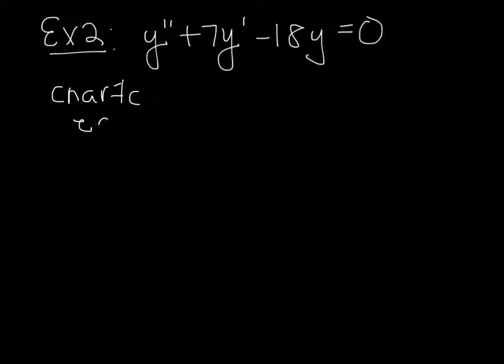The characteristic equation, it's also called the auxiliary equation in some books, but this book uses the characteristic equation. So if you see auxiliary equation, it's the same thing. It's a quadratic equation basically, a quadratic polynomial. So the characteristic equation is going to be r squared plus 7r, r is the first derivative, minus 18 equals 0.